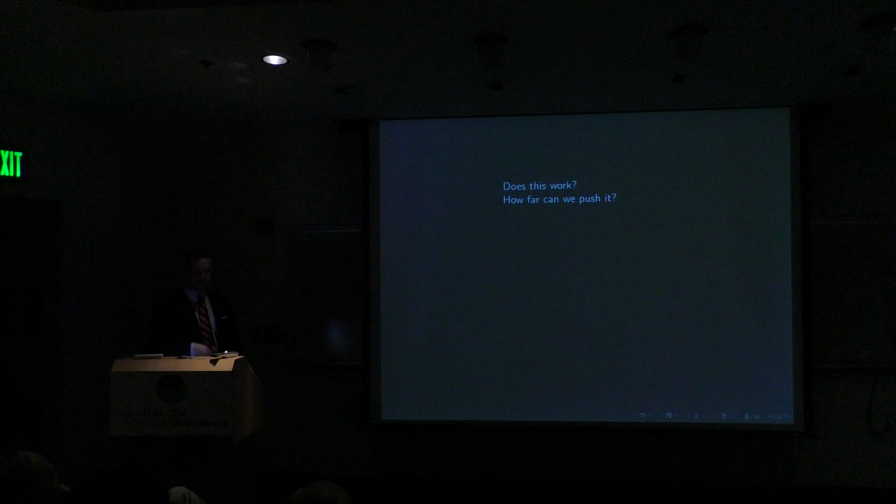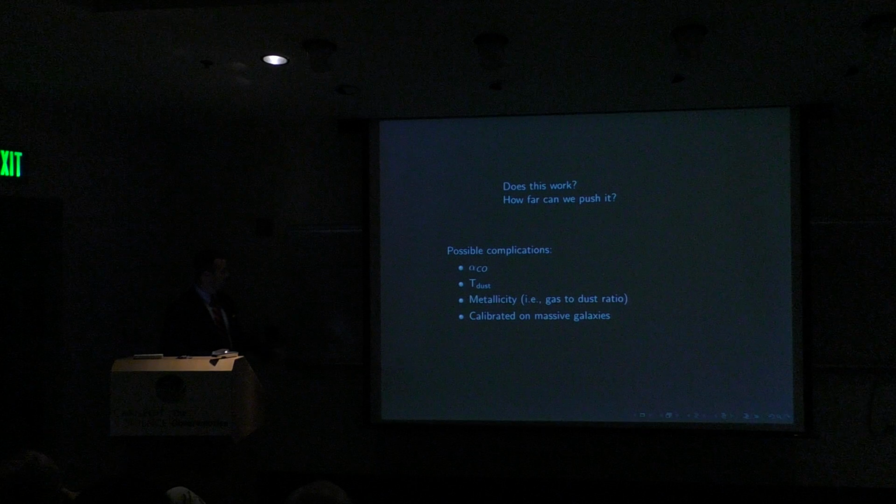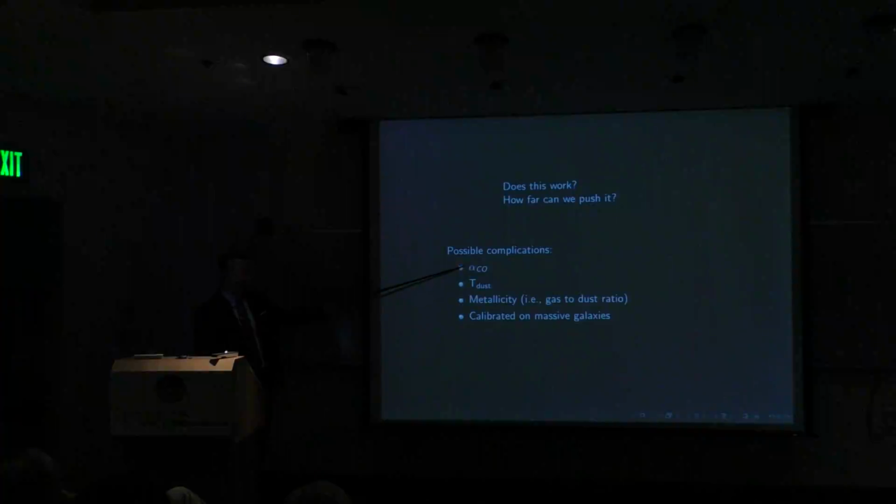So the question I want to ask from the simulation standpoint is, does this work, and then how far can we push it? There's a lot of possible complications here. One is that the CO conversion factor may change between galaxies. In order to calibrate that, you have to assume a CO conversion factor to get a mass. The dust temperature from galaxies does change somewhat. Metallicity changes galaxy to galaxy. And then this is also calibrated on massive galaxies.